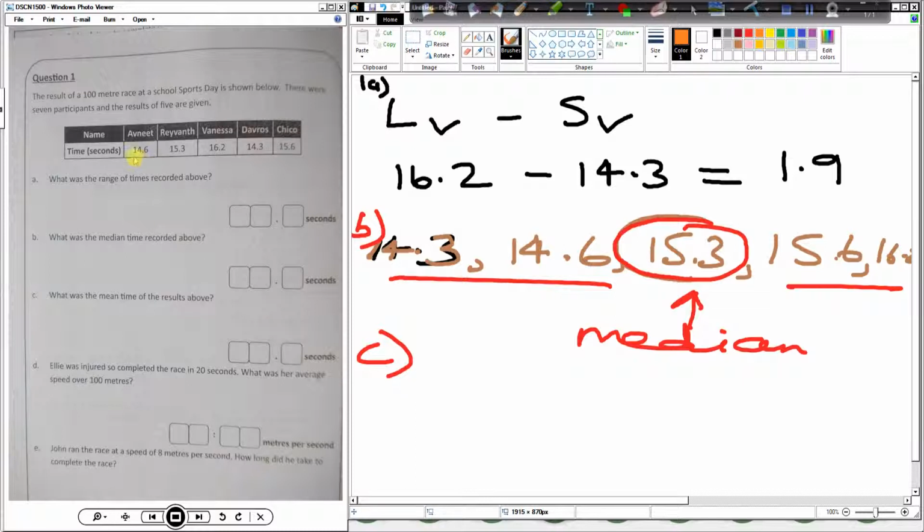So if you add up all these values here, and then divide by how many? All the values add up to 76. And how many values do we have? 5. So 76 divided by 5 will give us a total of 15.2 seconds. That is the answer for C, the mean. Lovely.